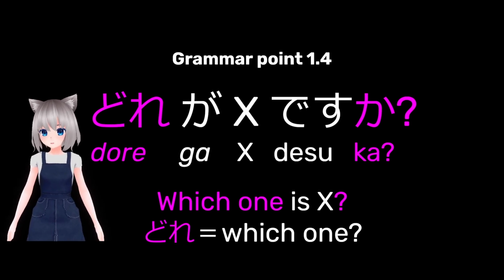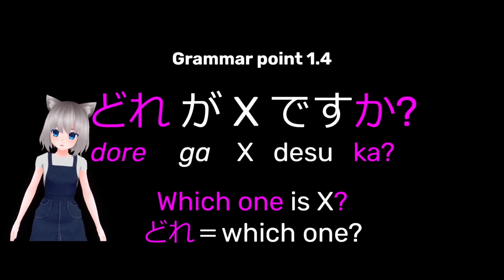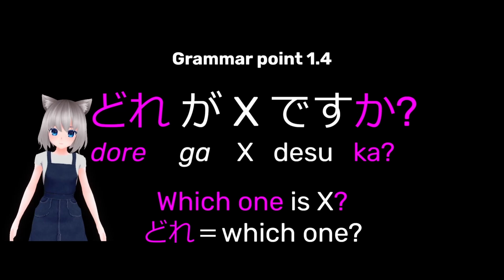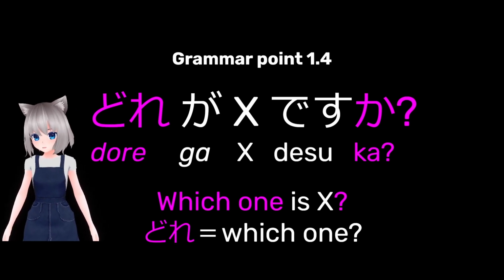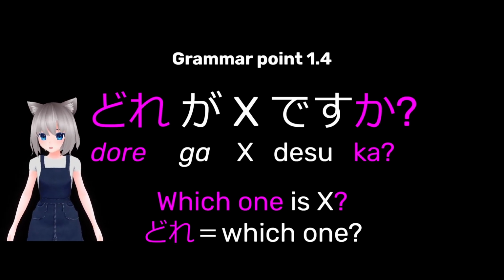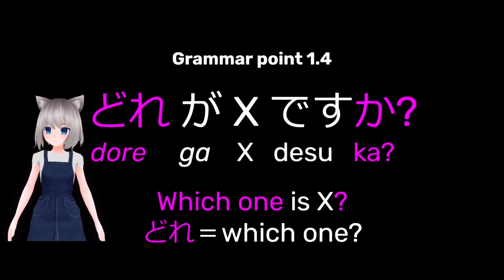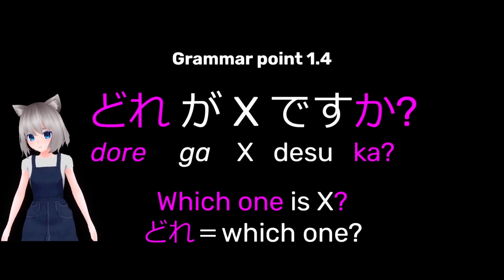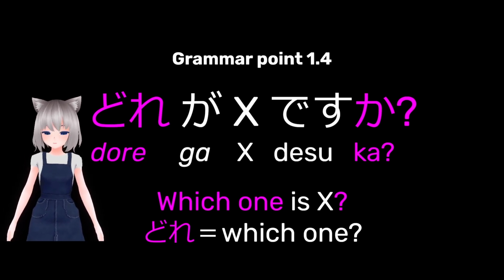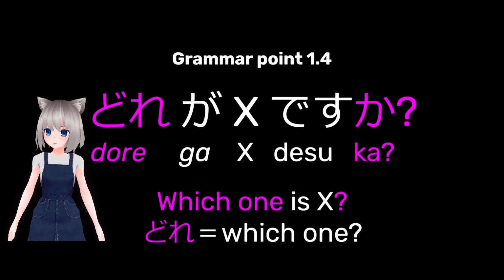Now, the next one. The question word for this is どれ. And what you notice is the particle has changed: どれが X ですか? Which one? When you're speaking in English, you naturally emphasize "which one." So the ga particle is doing something similar to that, emphasizing it. どれが X ですか? Which one is the X?